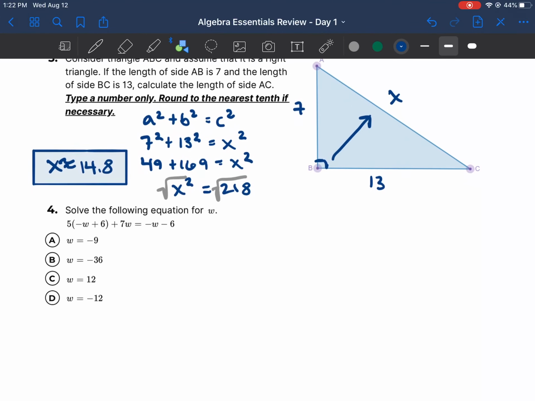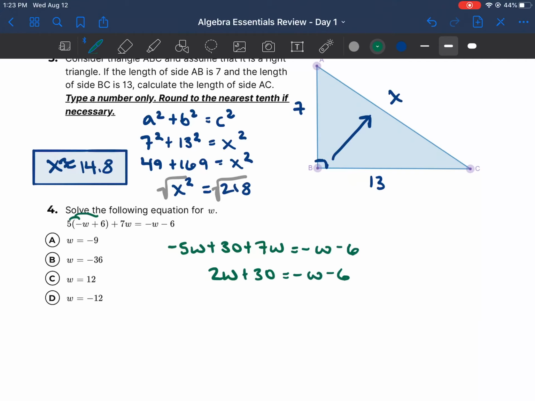Looking at number 4, solve the following equation for w. So this is going back to Algebra 1, just solving equations with variables. So let's go ahead and distribute the 5. And we would get 5 times negative w is negative 5w, 5 times 6 is 30, plus 7w equals negative w minus 6. Combining like terms on each side, so negative 5w and 7w would combine to make 2w plus 30 equals negative w minus 6.